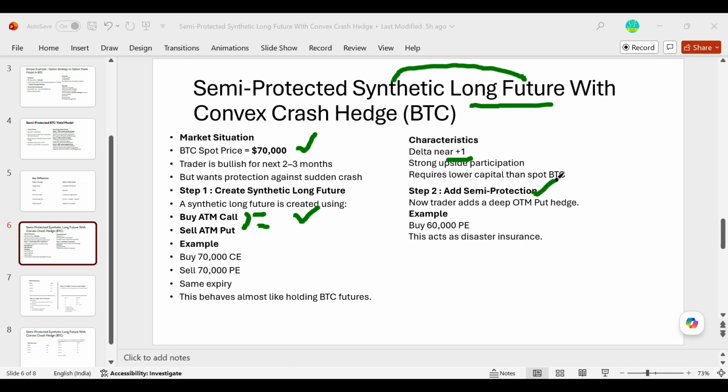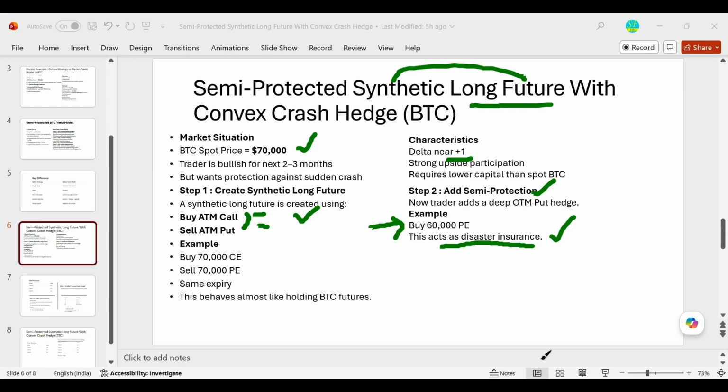And how to make it semi protected, because this is unprotected? Though it has unlimited profit, the downside is also fully unlimited. So adding one OTM put option will act as a disaster insurance, or in case of a huge fall, this can protect to some extent. This is known as your disaster insurance, or the semi protected nature of your strategy. So now coming to the next part.